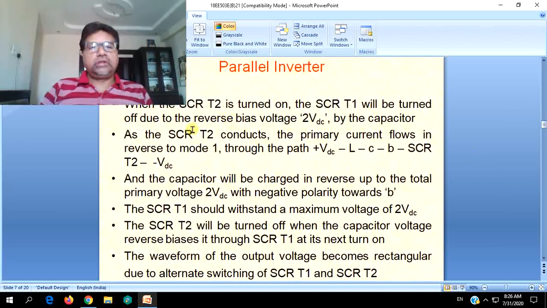And mode 2 is when the SCR T2 is turned on. When SCR T2 is turned on, T1 will be turned off due to the reverse bias voltage 2 VDC applied by the capacitor. And as T2 is conducting, the primary current flows in reverse to mode 1 through the path, and the capacitor will be charged again in reverse with 2 VDC. The other SCR T1 now should withstand a maximum voltage of 2 VDC.